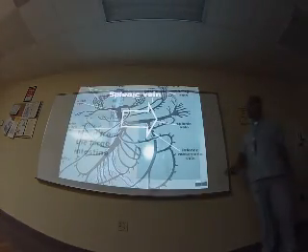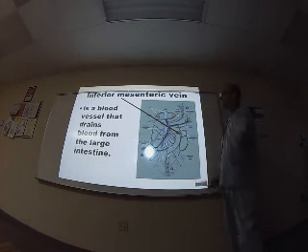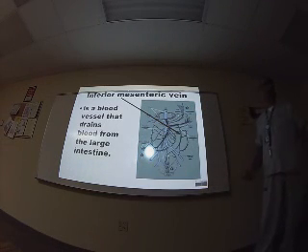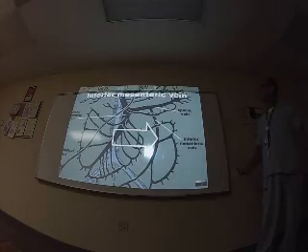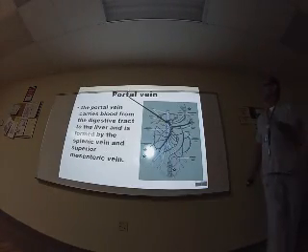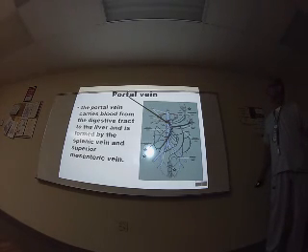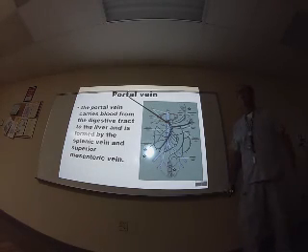Okay, a picture of the splenic vein. The inferior mesenteric vein is a blood vessel that drains blood from the large intestine. Remember, the descending colon. This is the inferior mesenteric vein. The portal vein carries blood from the digestive tract to the liver and is formed by the splenic vein and the superior mesenteric vein.